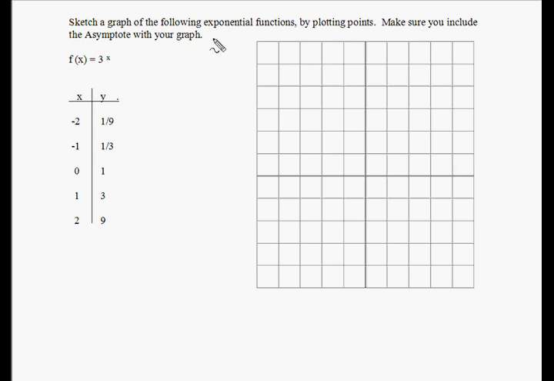Sketch a graph of the following exponential functions. We're going to do this by plotting points. Make sure you include the asymptote in your graph.